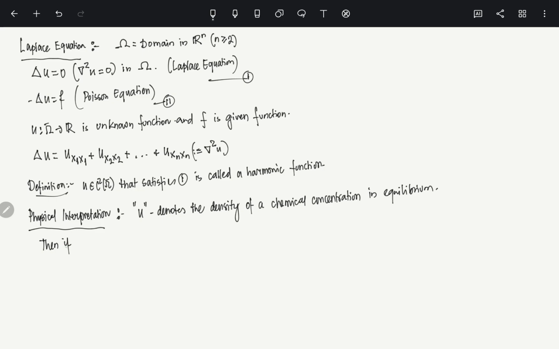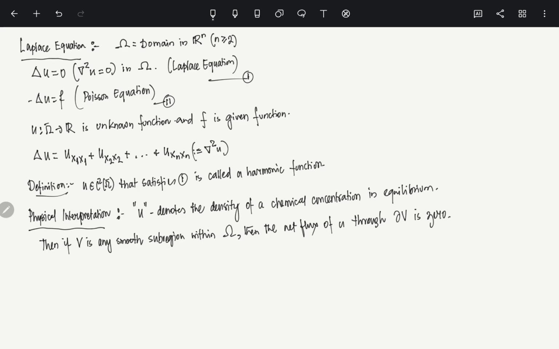This is just an example. There are many other different examples of this. So then, let's say V is any smooth sub-region within omega, clear? Then the net flux of u through the boundary, through del V, is 0.